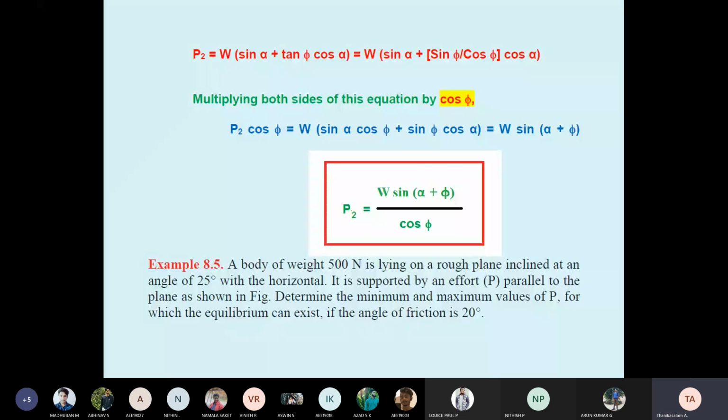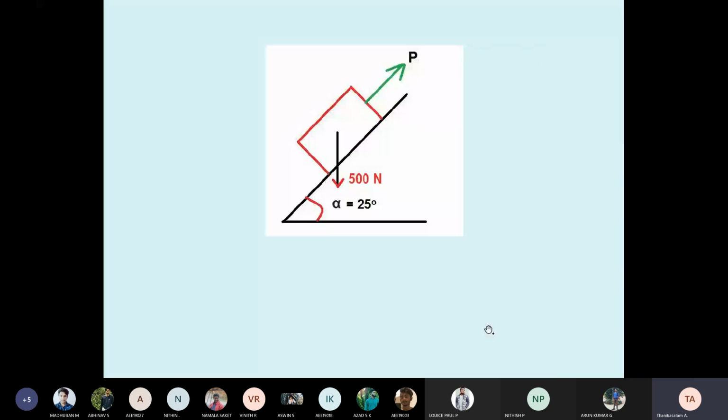See, here they gave a diagram. The weight of the body is 500 Newton, lying on a rough inclined plane, students, rough inclined plane at 25 degrees, alpha equal to 25. It is supported by an effort P parallel to the plane. Determine the minimum and maximum values of P for which equilibrium can exist, if the angle of friction, phi, is 20 degrees. This is the diagram they gave.